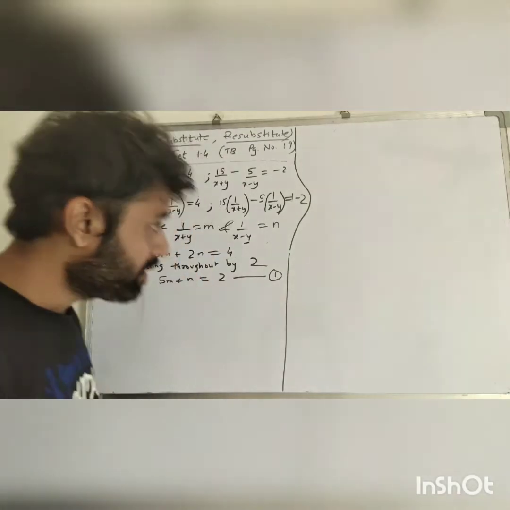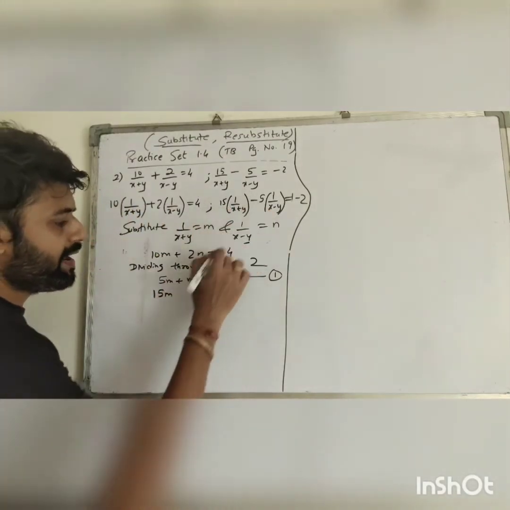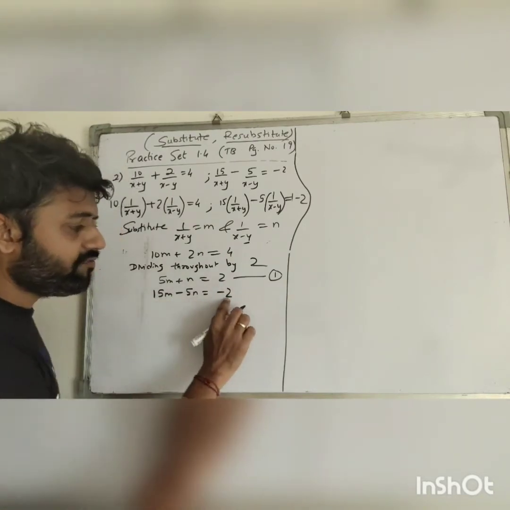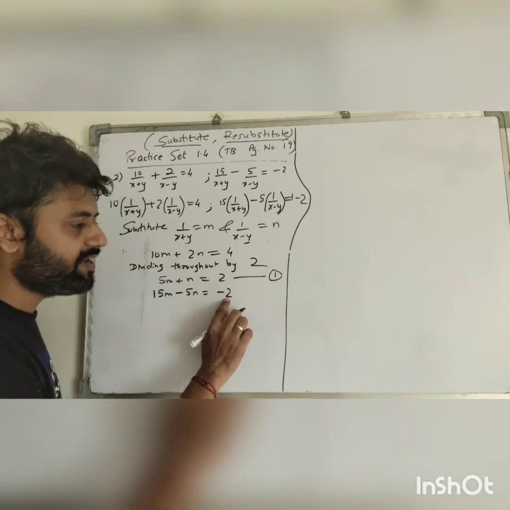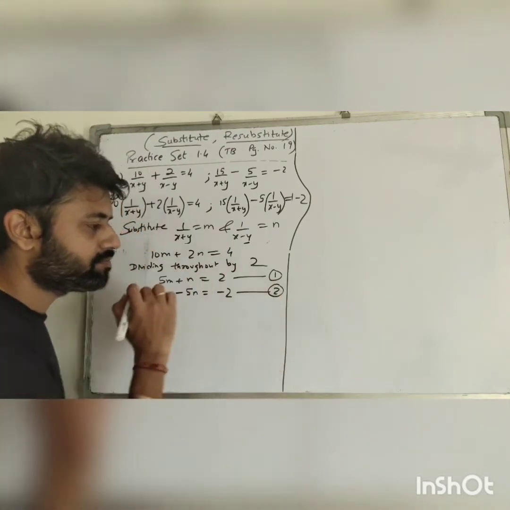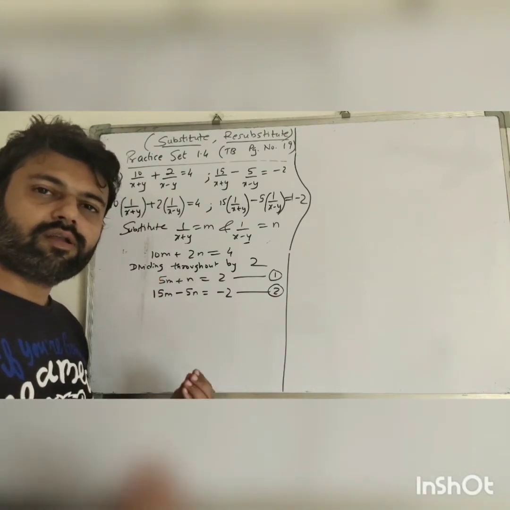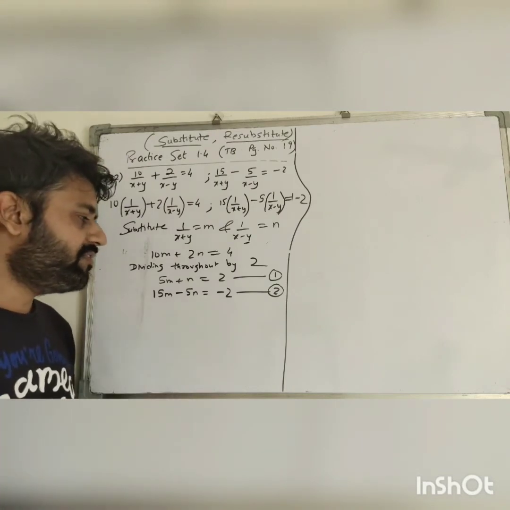Let's work out the second equation, that is 15m minus 5n is equal to minus 2. Here we cannot divide it throughout, so we have no chance of dividing it. I will number it 2. These two equations are as normal as what you have come across before also. We can solve them very easily.